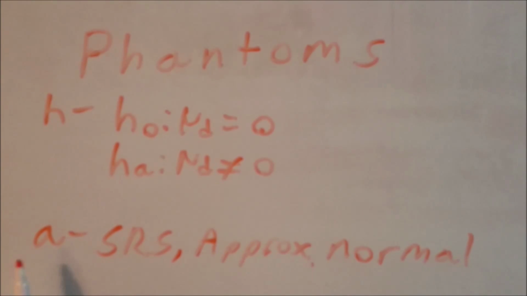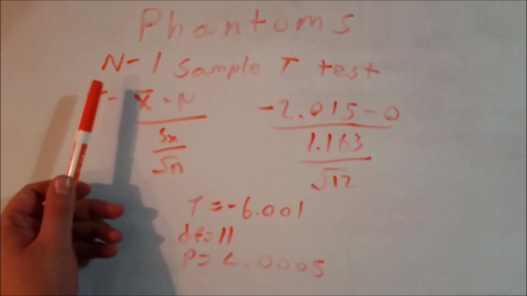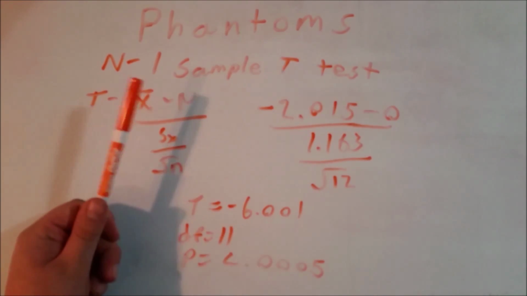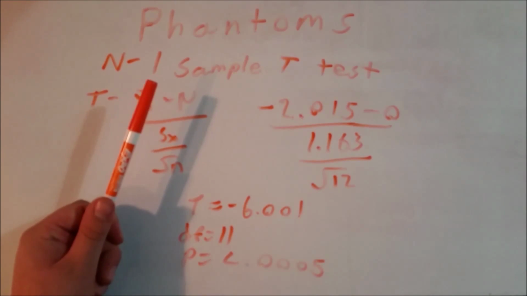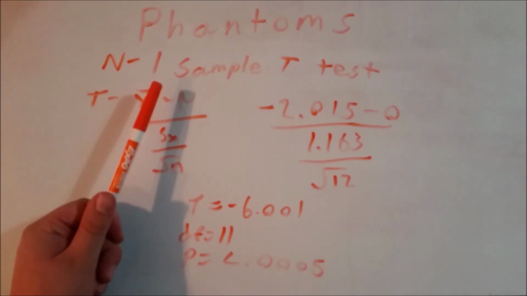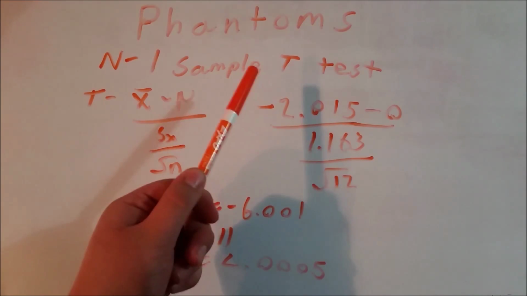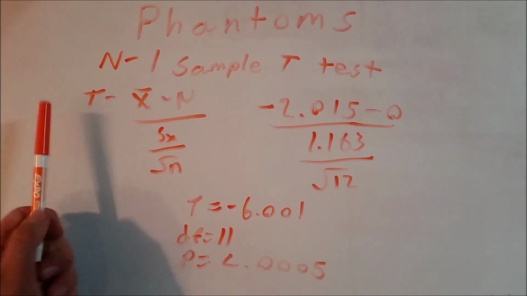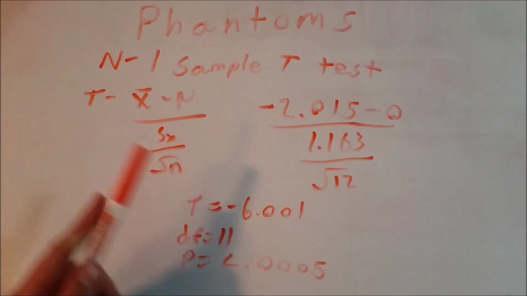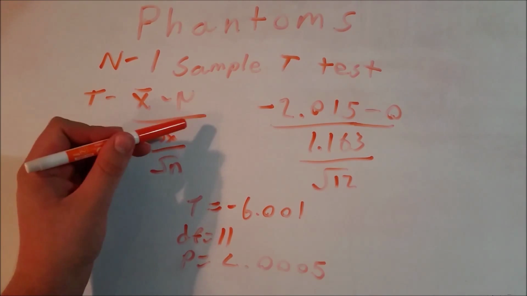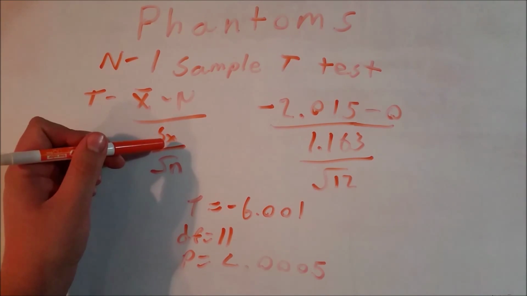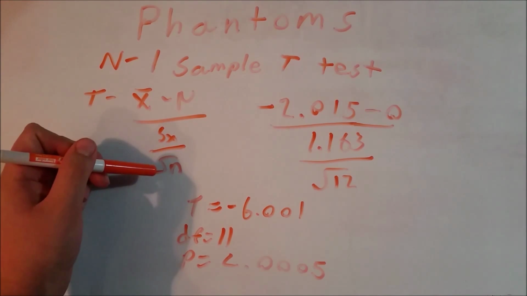And A is assumptions, and you're going to assume it's an SRS, simple random sample, and it states that it is approximately normal. And name the test. This is a one sample t-test, and it's one sample because they give you one set of sample data, and it is a t-test because they give you a sample, so you have to use a t-test. And for T, which is to do the test, you have the formula x bar minus the mean over the sample standard deviation over the square root of n.